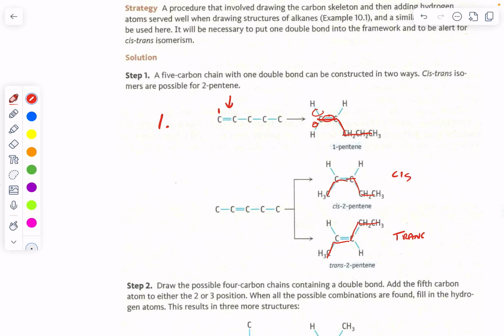meaning across from, or on opposite sides of the double bond. This attachment is opposite of that attachment around that double bond. The 1 here tells me that my double bond is between carbons 1 and 2. The 2 tells me that the double bond is between carbons 2 and 3. And so we could say these are 2 more isomers.